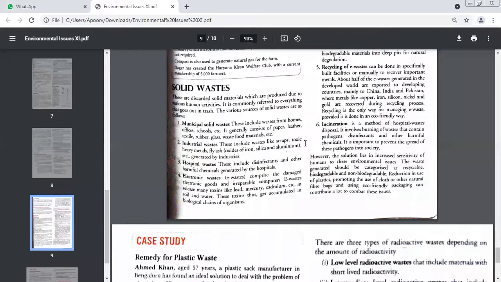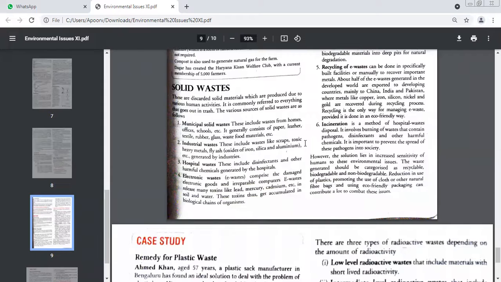Give me examples. I'm asking about 2-3 examples of municipal solid waste. Paper, leather, rubber. Yes, beta. The second is your industrial waste. They have basically all those things which come out of the industries. They include scraps, toxic heavy metals, fly ash. What is fly ash? Oxides of iron, silica, and aluminium.